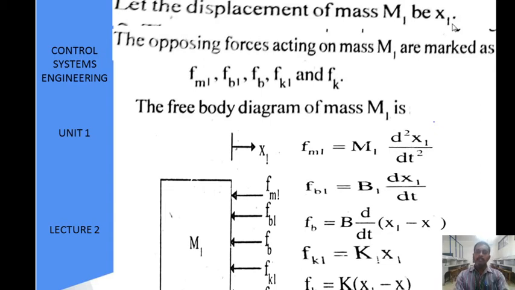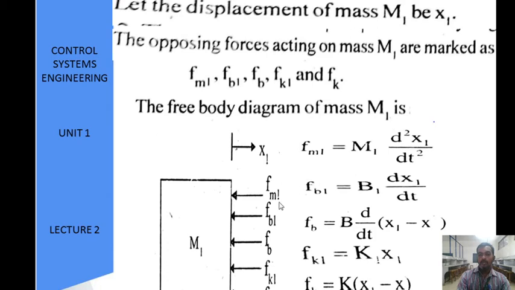As we have seen in the previous slide, the displacement is x and the force is f1, which was connected to the mass element m2. Here for m1, we are assuming that x1 is the displacement of this m1. Then the opposing forces acting on mass m1 are marked. There is no input force here; the input source is here. No force is applied to m1, as I have already told you. The opposing forces are fm1, fb1, fb, fk1 and fk, and x1 is the displacement.